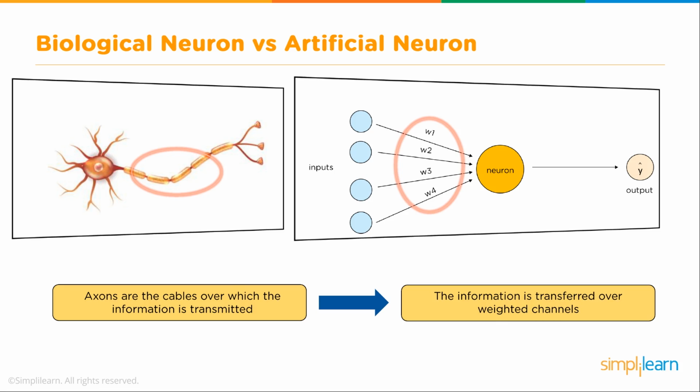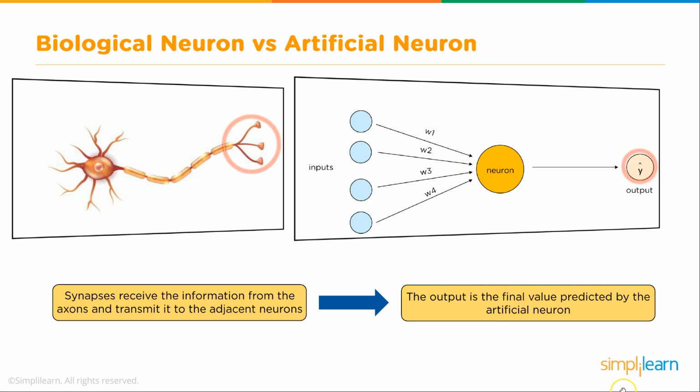So you can look at that. I mentioned weights briefly, but you alter the data coming in. So those weights are what causes different information coming in to be weighted differently and processed differently. And the synapses receive the information from the axons and transmit it to the adjacent neurons. That's in your biological model. And then when we look at the artificial neuron, the output is a final value predicted by the artificial neuron.